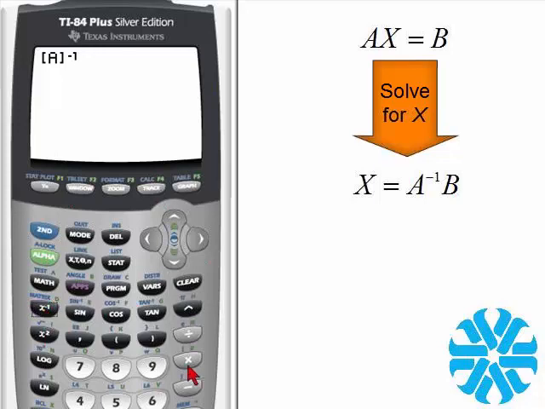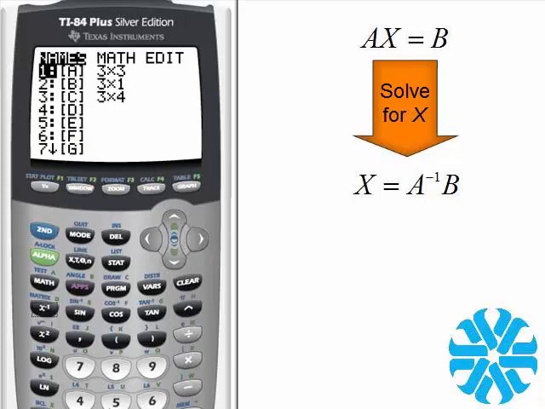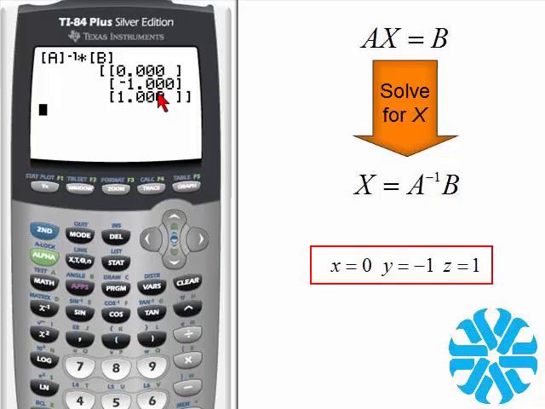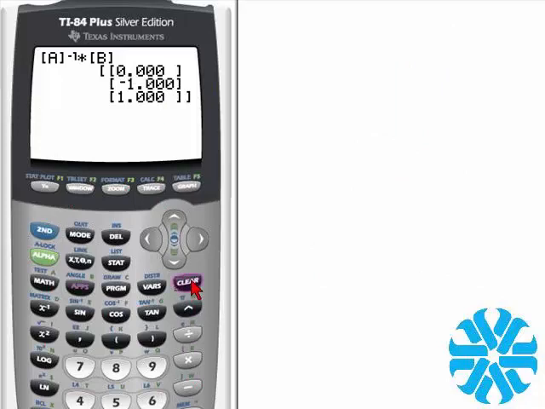Now we will multiply that by matrix B. So second function, matrix, and then matrix B is number 2, and we select enter. So this gives you the x value, the y value, and the z value. So x is equal to 0, y is equal to negative 1, and z is equal to 1. So let's clear the screen.